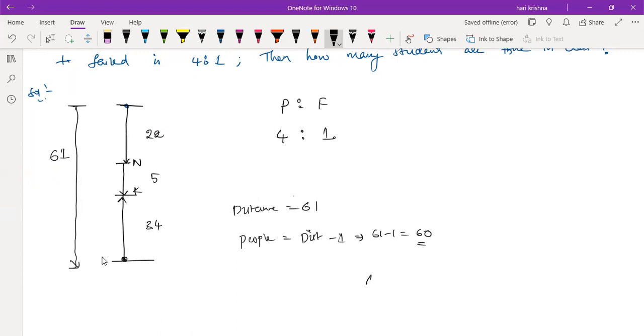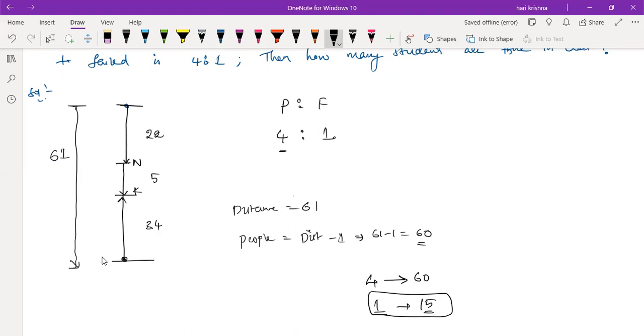That means 4 equals 60. The passed student ratio is 4:1. So 4 equals 60. That means 1 is equal to 15. Understand this one? 15.